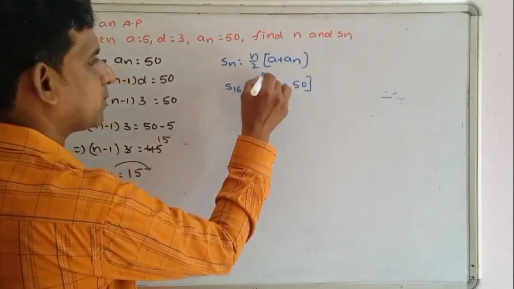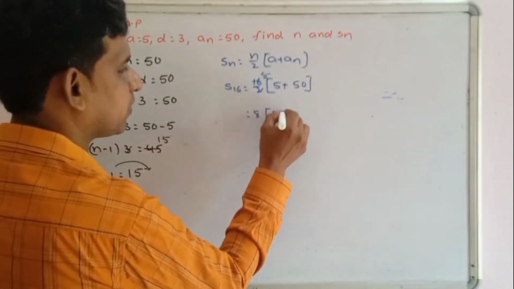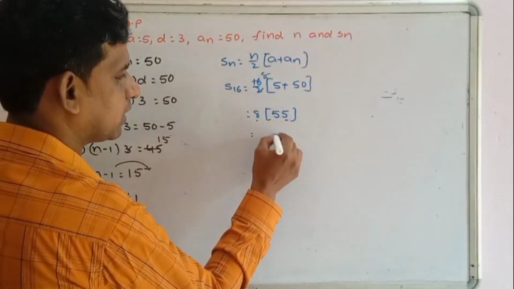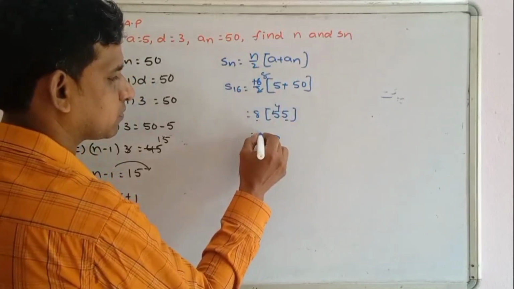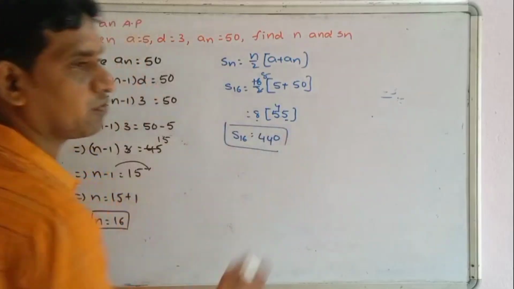2 how many times? 8 times. So 8 into 50 plus 5 is 55. 8 5s are 40. 40 plus 4 is 44. So S16 equals 44. That means 440.